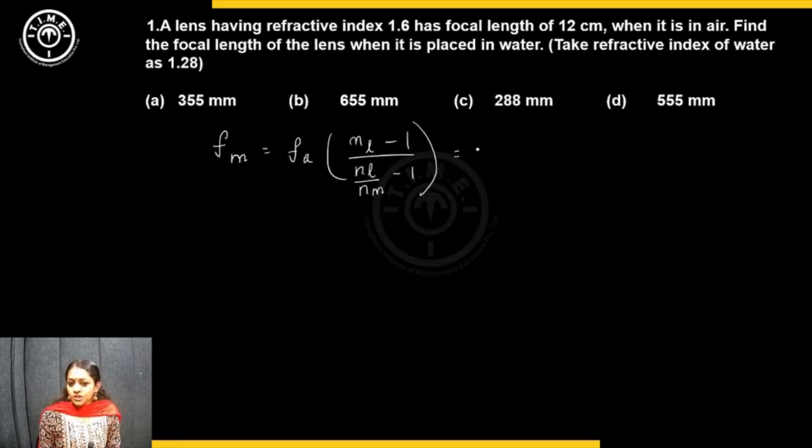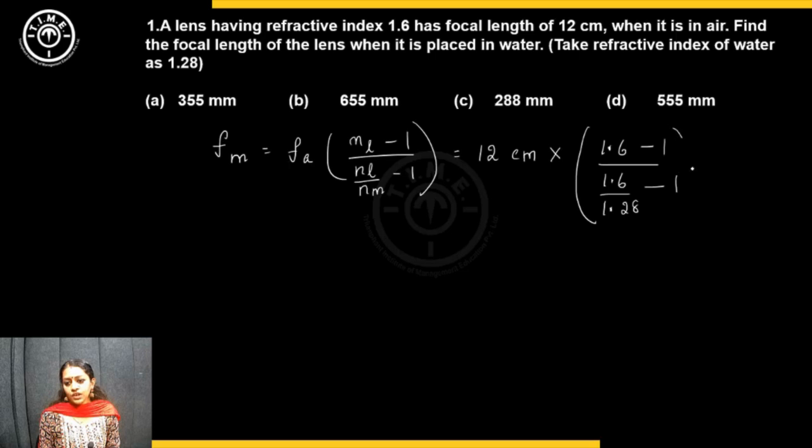So now we can directly substitute all the values given in the question. What is Fa? Focal length of the lens in air is given as 12 centimeter. So 12 into (1.6 - 1) divided by (refractive index of lens divided by refractive index of water, that is 1.6 by 1.28, minus 1). So you will get 12 into 0.6 divided by, what is 1.6 by 1.28? It is 160 divided by 128. You will get it as 10 divided by 8, which is nothing but 5 by 4.